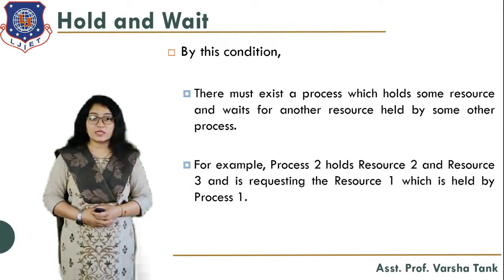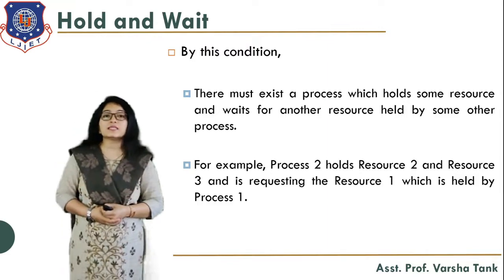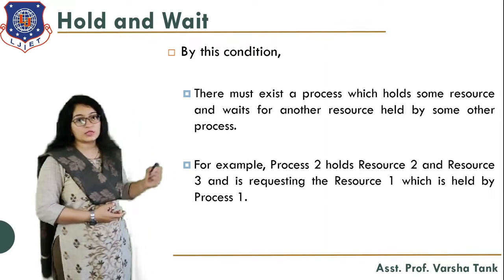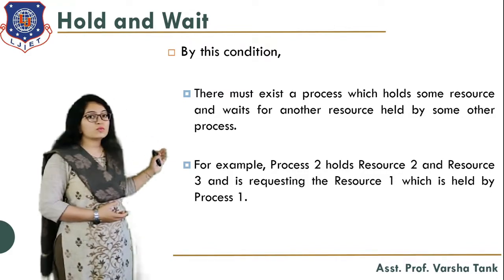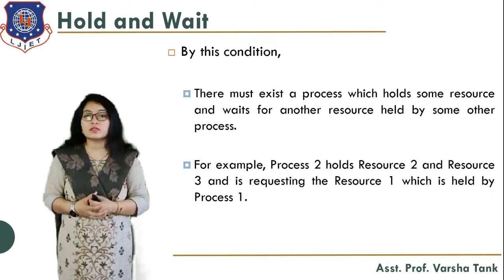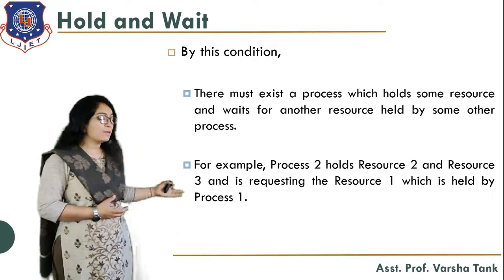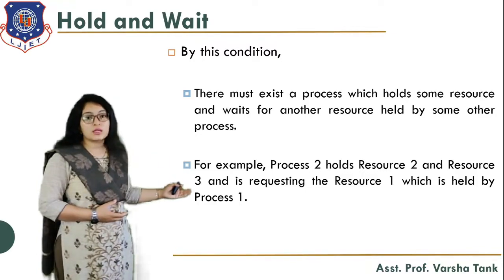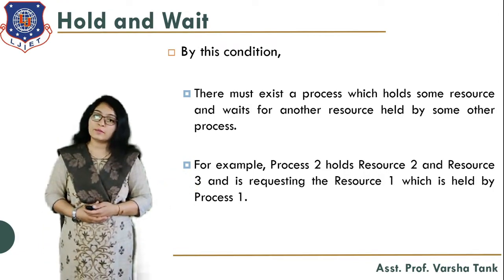Now the next condition is hold and wait. By this condition, there must exist a process which holds some resource and waits for another resource held by some other process. That means the process has resources and still it is waiting for other resources. For example, process 2 holds resource 2 and resource 3 and it is requesting resource 1, which is held by process 1.